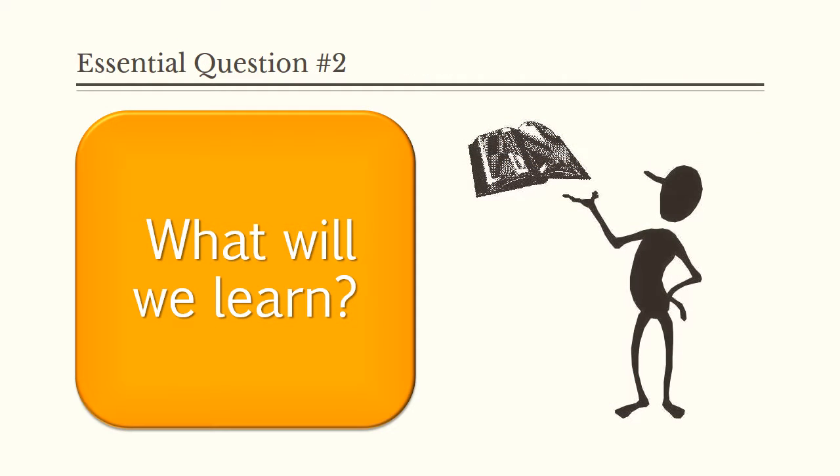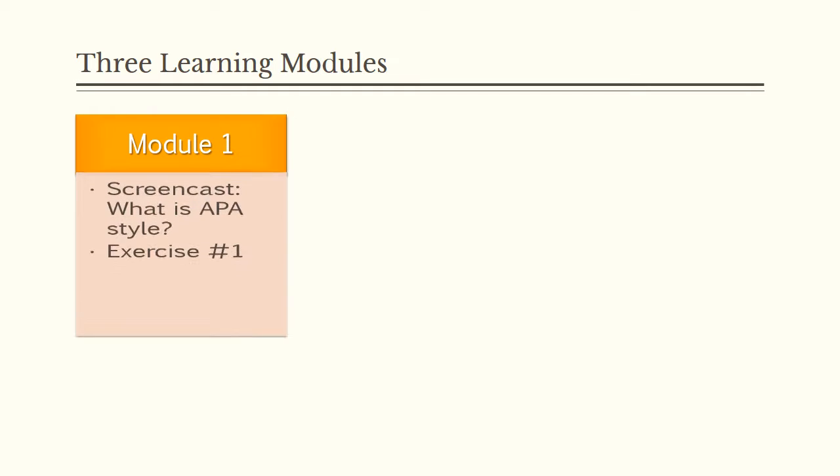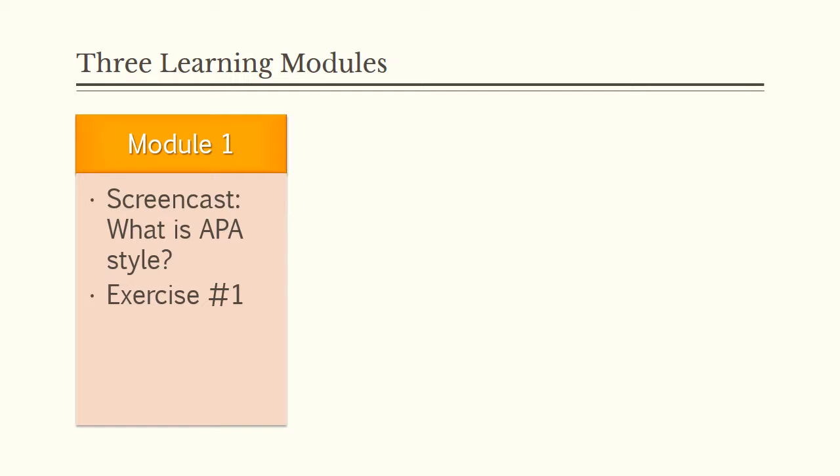Essential question number two is, what will we learn? This unit has three learning modules. Module number one contains a screencast that will introduce you to APA style and some of the other styles your teachers might ask you to use. The module includes an exercise for you to practice what you have learned.